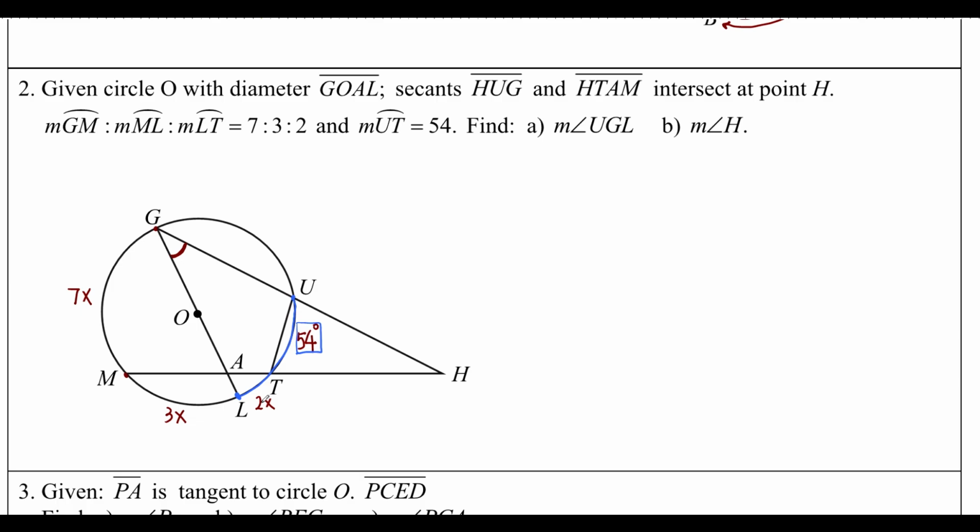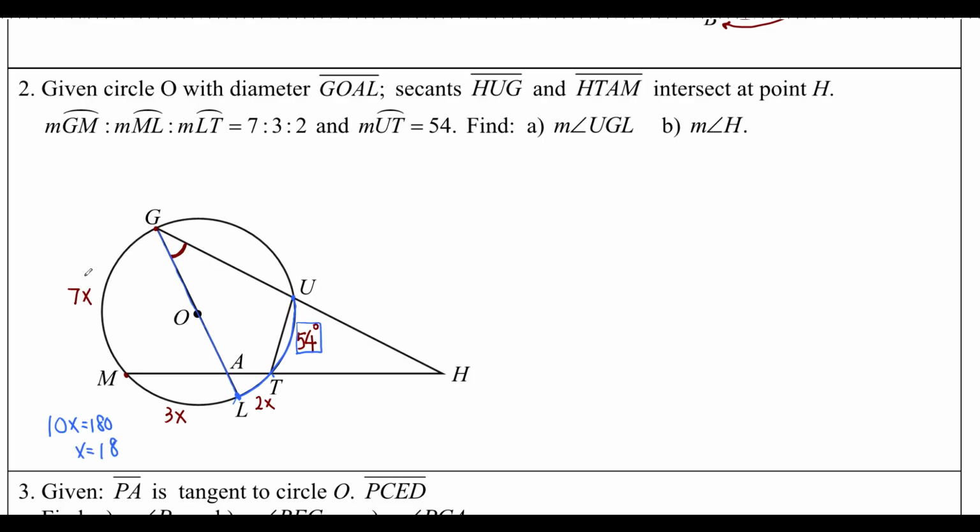Okay, from here, this is the diameter. The measure of the arc of a semicircle is 180 degrees, right? This side from here to here, not here, right? Here, that is 180. 180 equals 7x plus 3x. 10x equals 180, right? So the value of x equals 18.